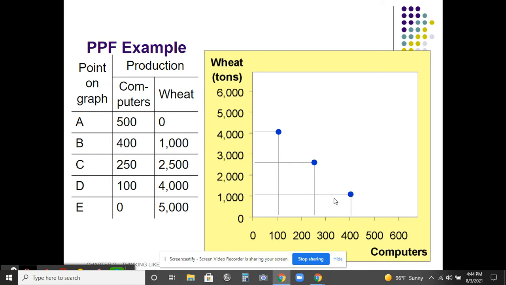Likewise, if there's another economy where they're getting into computer production, he's going to cut into the wheat production. Well, you need some wheat, or the people will starve. But the big money's in the computers. So really, A and E are out.